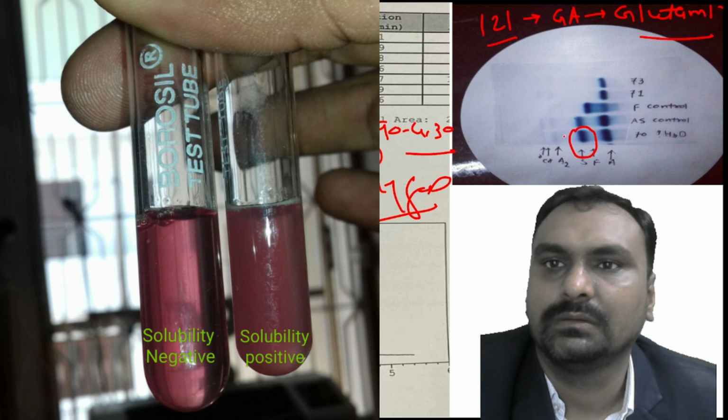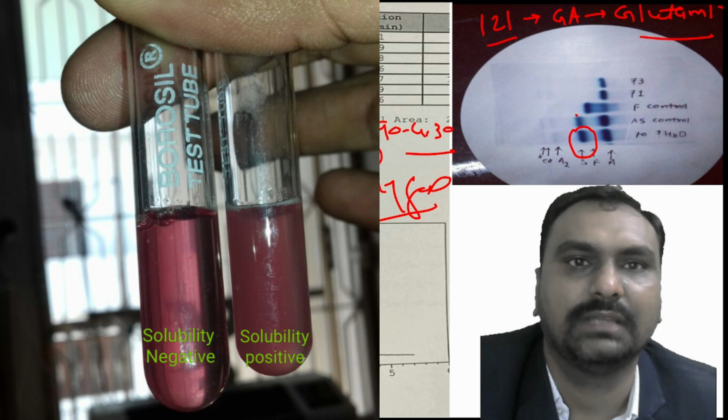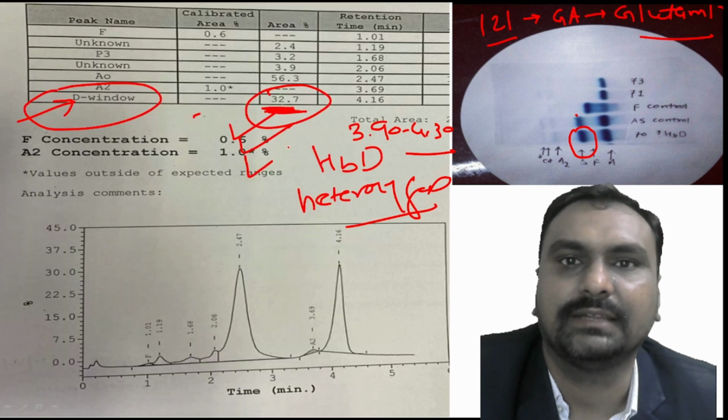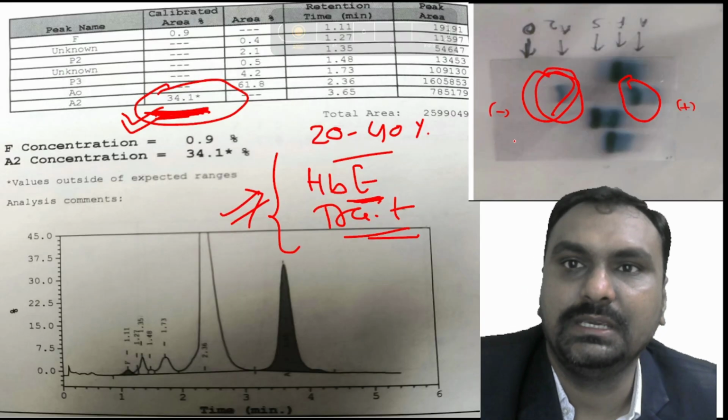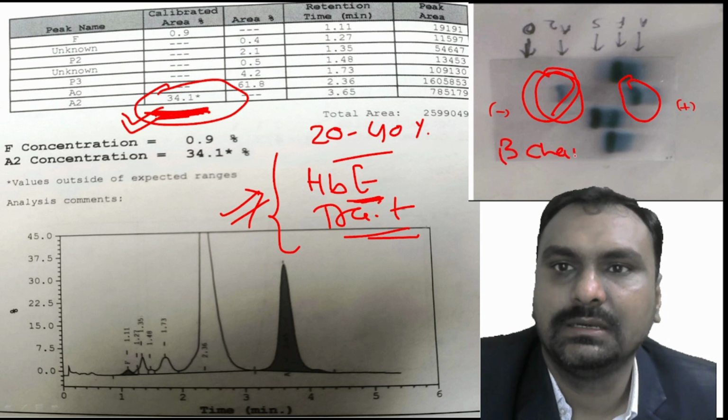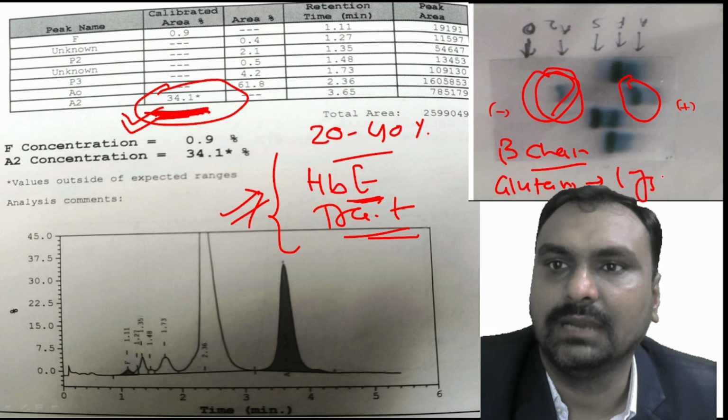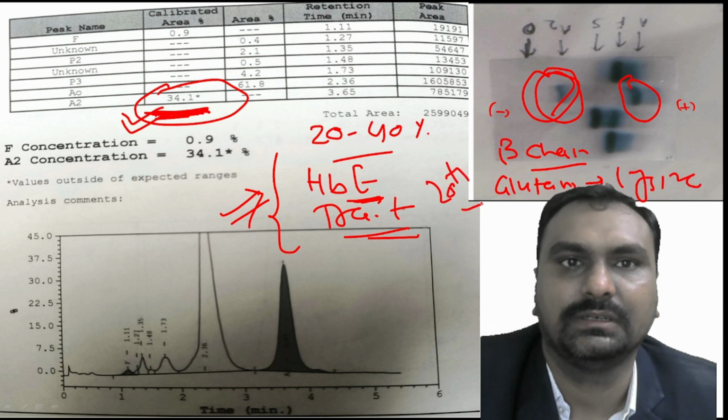If the patient has a sickle cell trait, the solubility test will be positive. So here there is HbD heterozygous. The patient is as such asymptomatic. In HbE, at the beta chain, glutamic acid is replaced by lysine at 26 position.